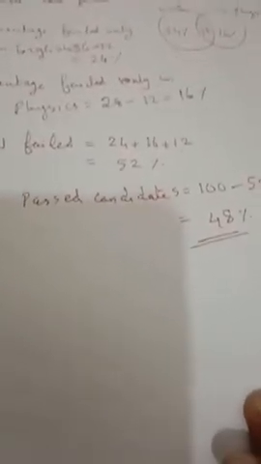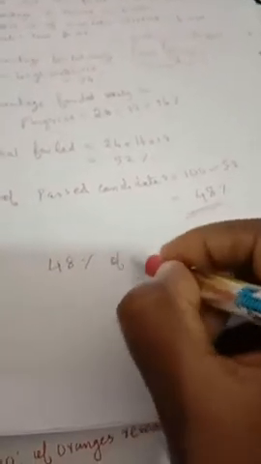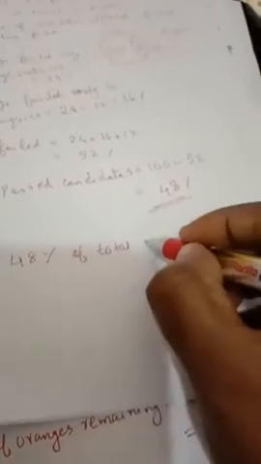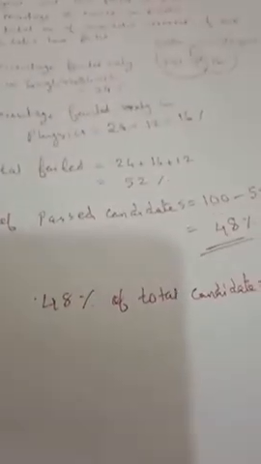Now one more question: find the total number of candidates appeared if 208 candidates have failed. Out of the total number, 208 failed. We want to find the total number of students. How to find it? We know the failed percentage of total candidates is equal to 208.